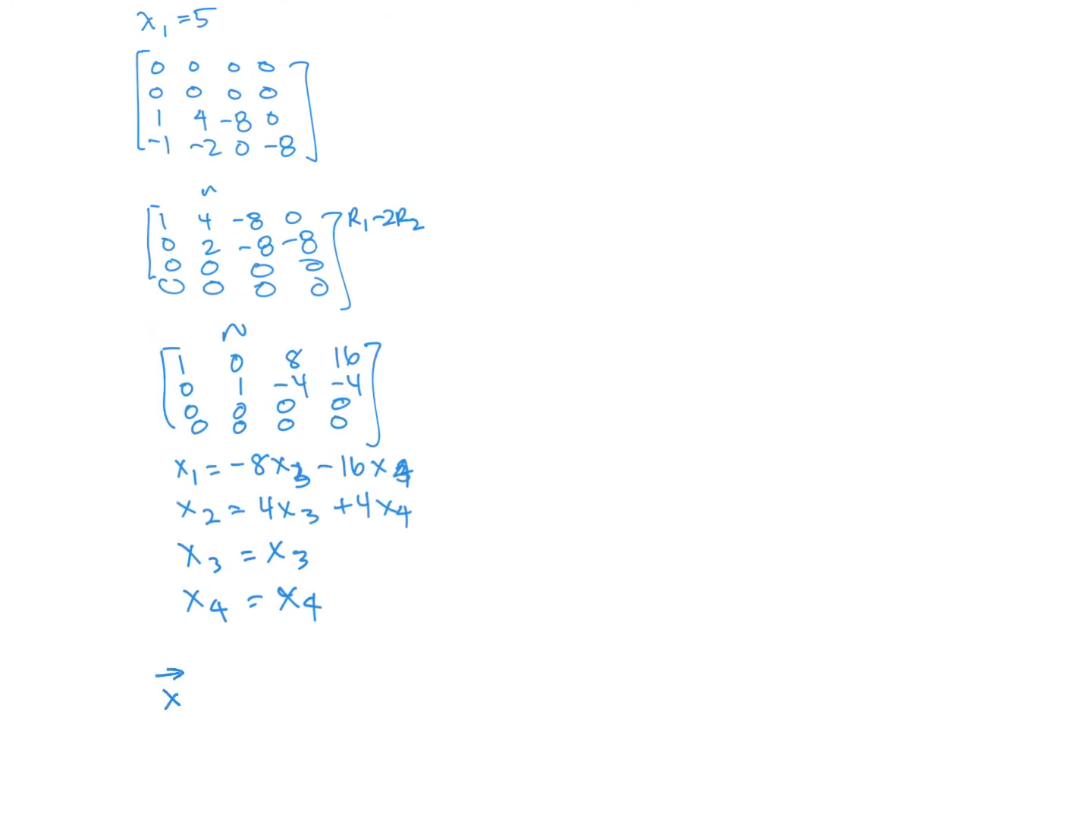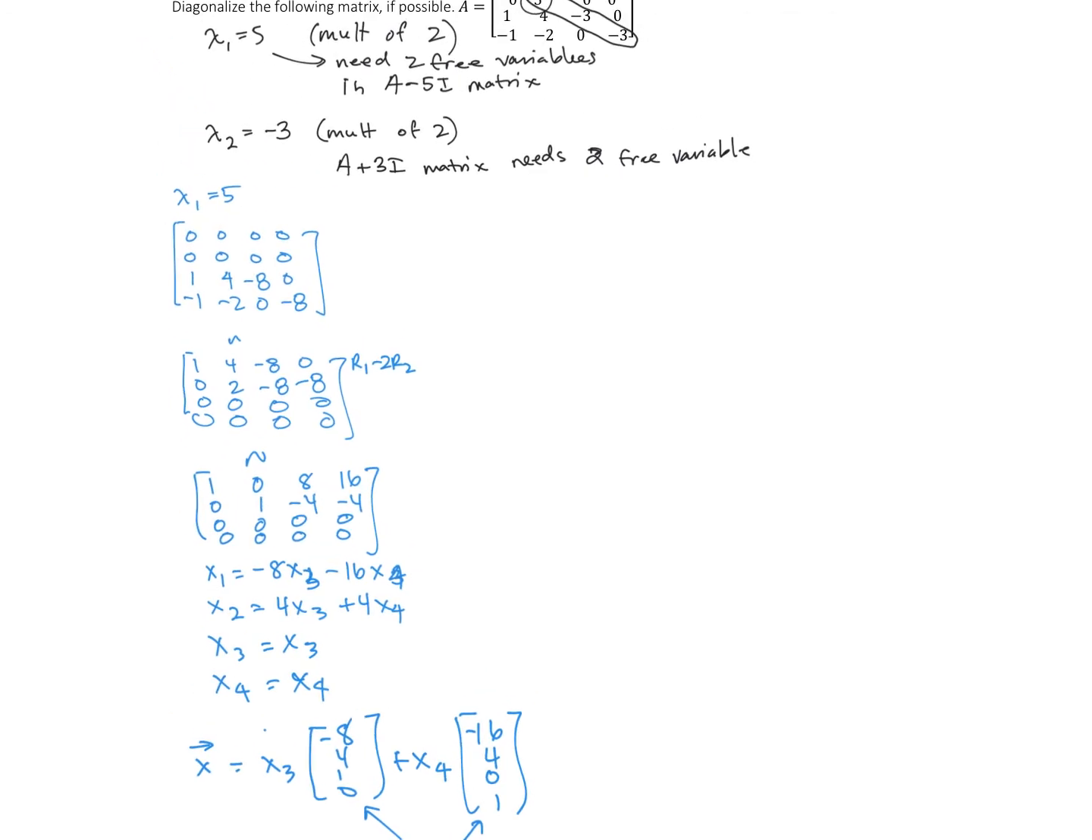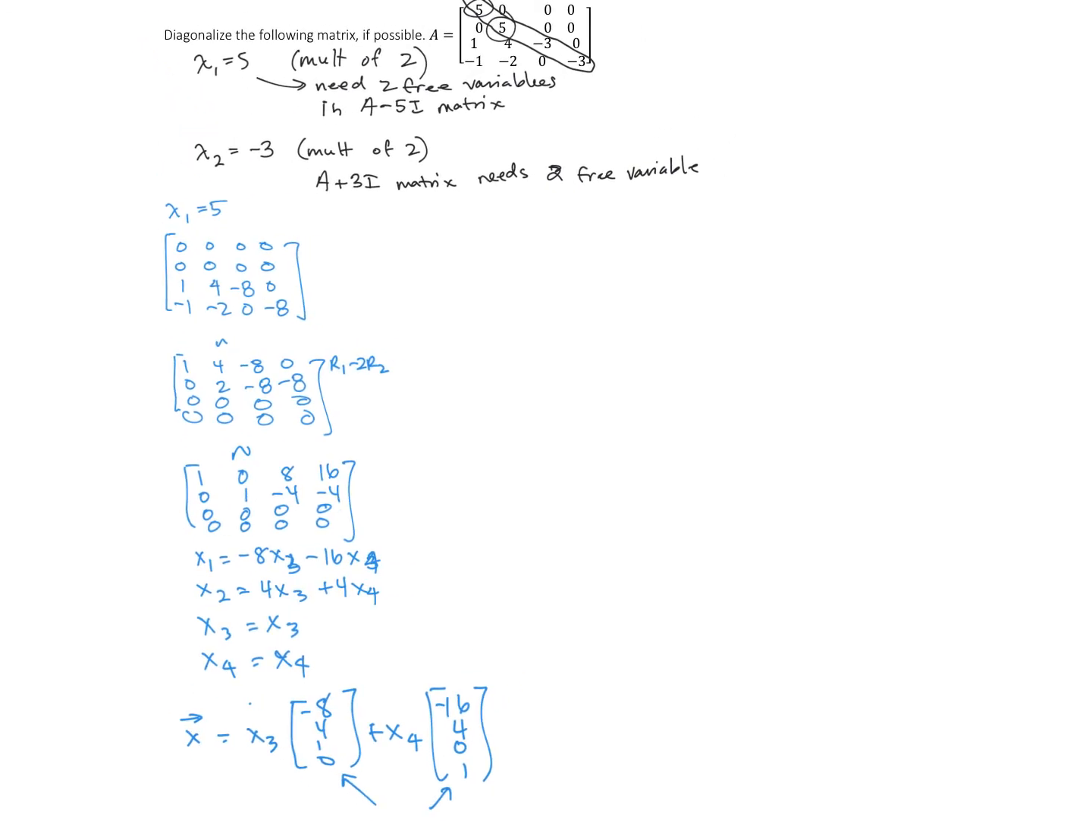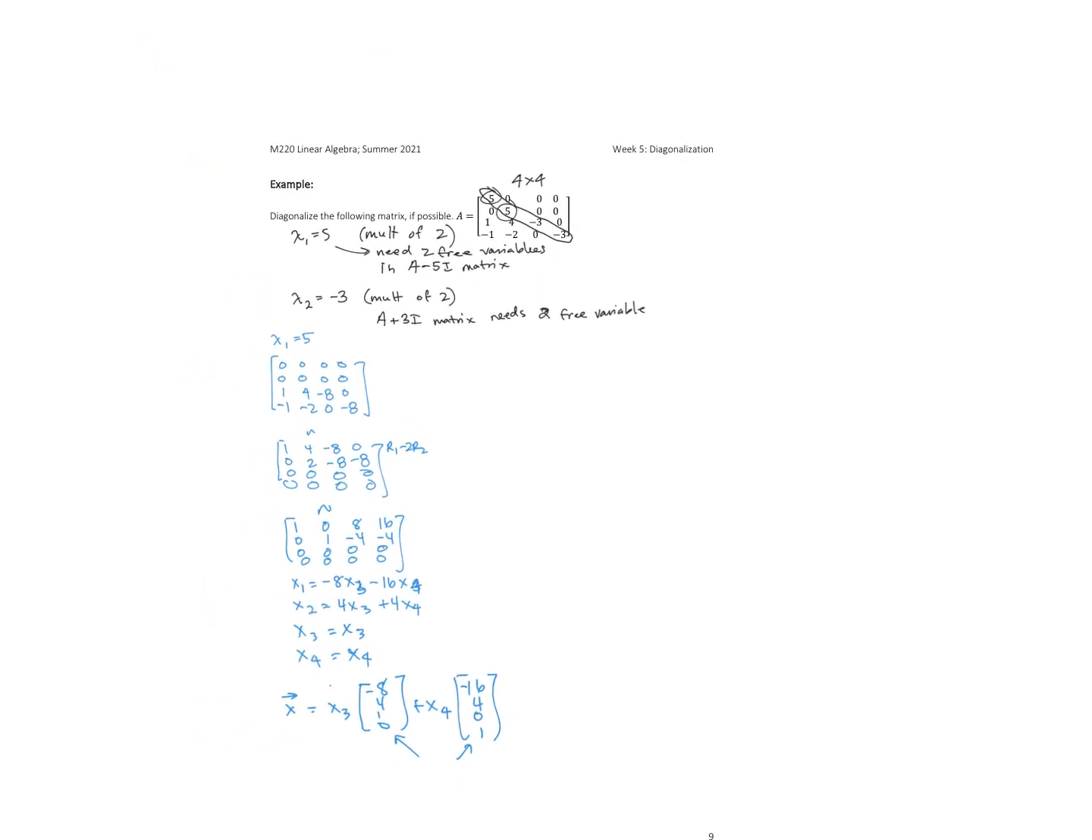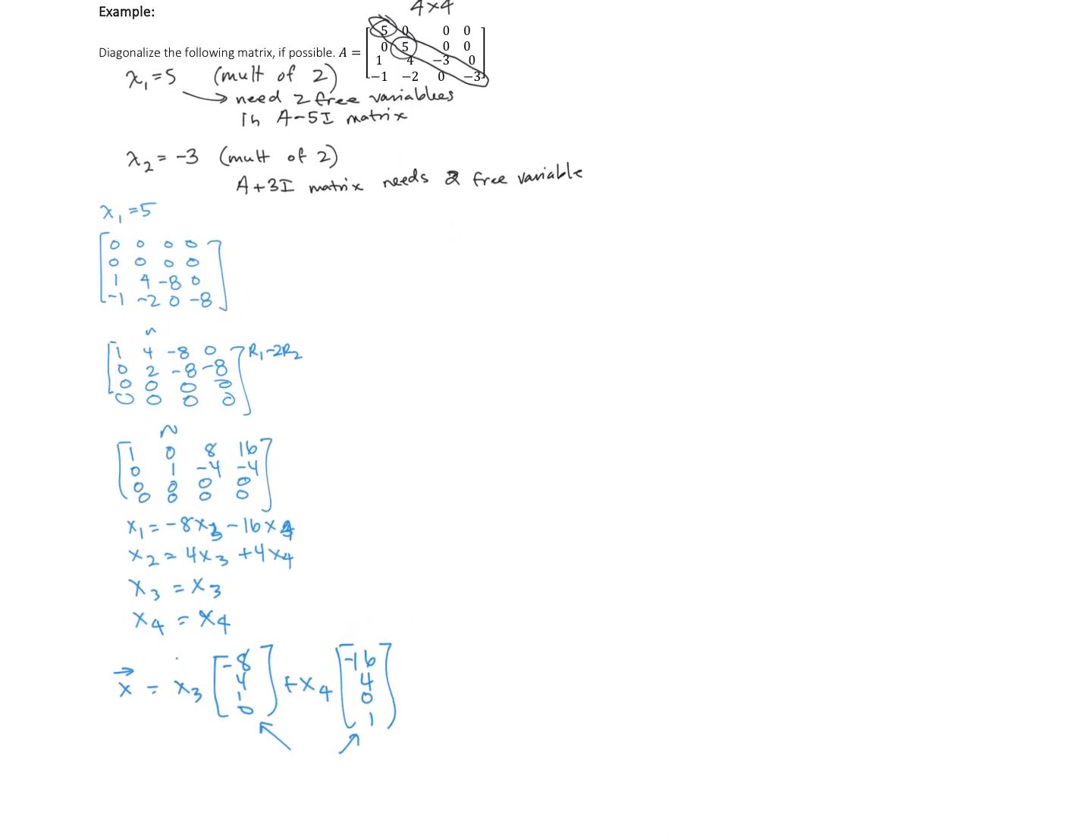That means our x matrix is x3 times the vector negative 8, 4, 1, 0, and x4 times the vector negative 16, 4, 0, 1. And by definition, these are linearly independent, so we don't have to worry about that. I got 2 of them, which is great. So far we are on a good track here, right? To be able to find our P and our D. So we're going to diagonalize this.